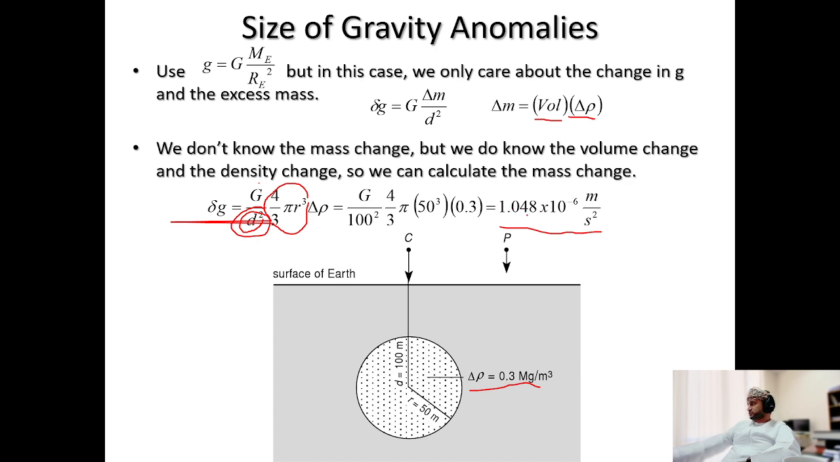It's 1.048 times 10 raised to power minus 6. It's a very small number. The average value is 9.8 meters per second squared, so you see how small this number is. These changes are small, representing the change at this specific point, point C.